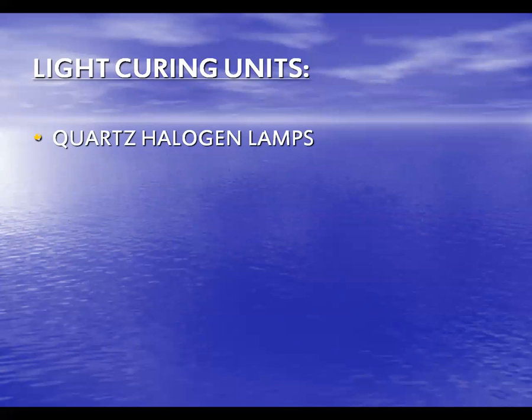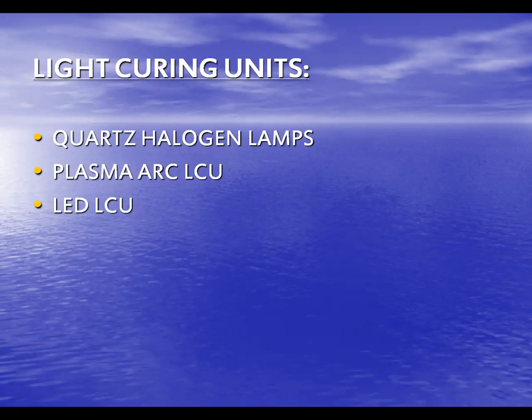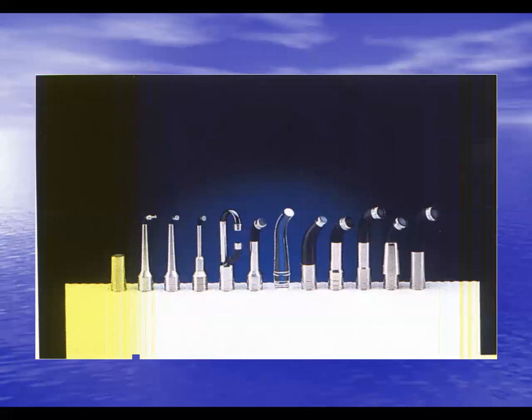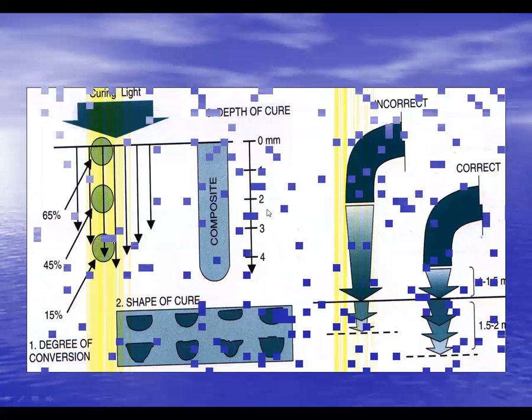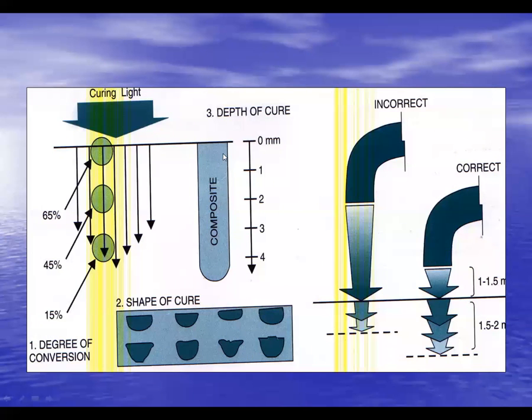Different light curing units are there: quartz halogen lamps, plasma arc lamps, LED lamps, laser curing units. You can see this in this image. There are different tips for the plasma arc curing light. Right. So, the ideal method for using the curing light is the proper way of holding it. The light should be parallel to the restoration, and it should be close to it, generally 1 to 1.5 mm from the restoration.